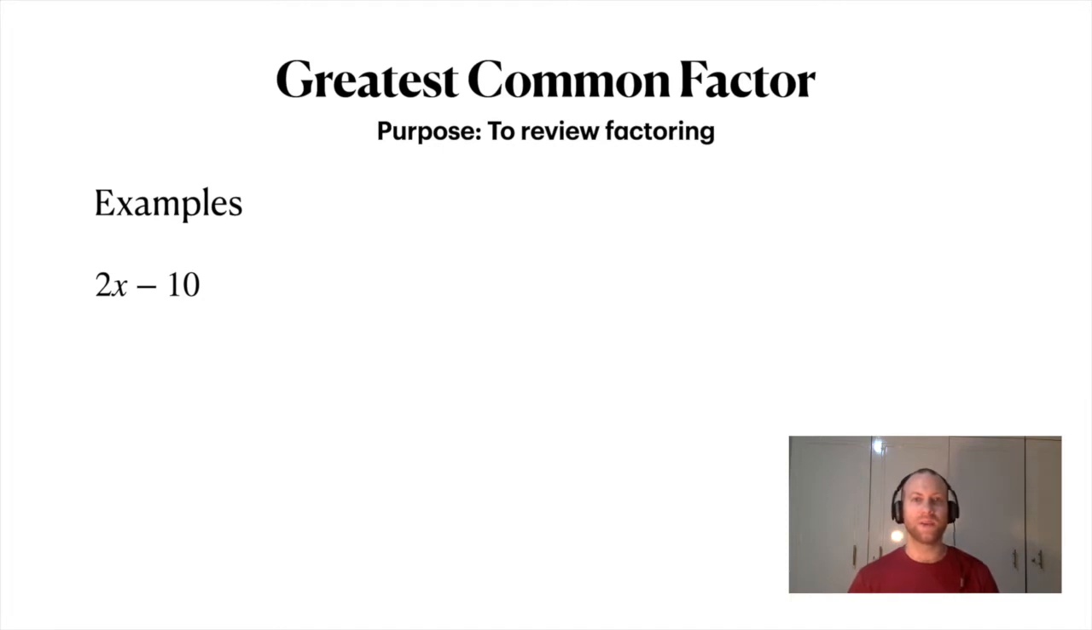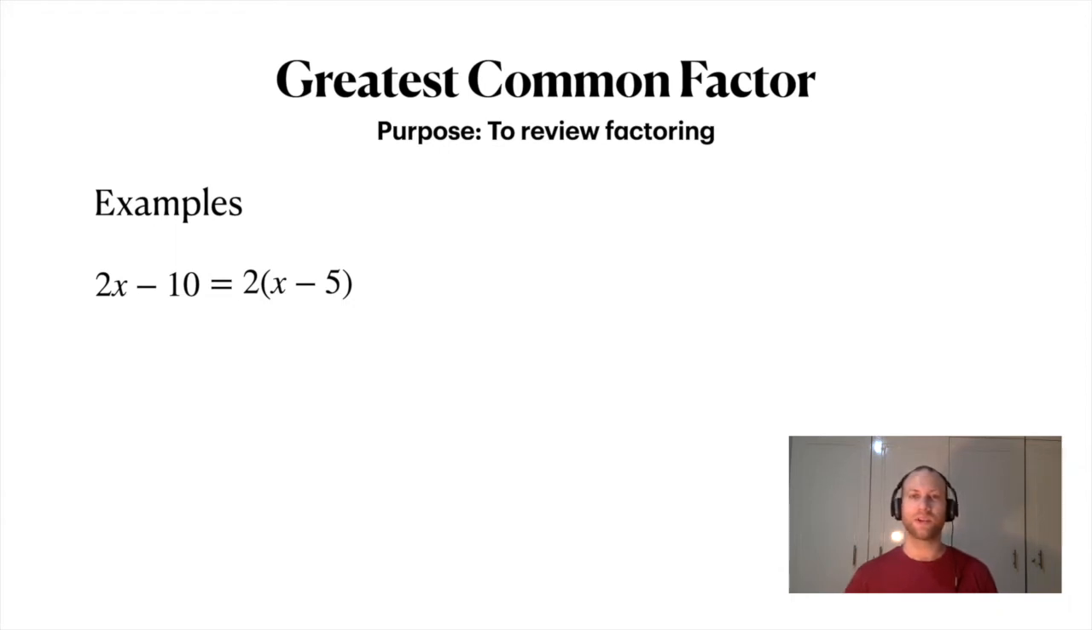So, for here, I've got 2x minus 10. So the greatest common factor that I can take out of this is 2. Because both terms don't have an x, I can just divide a 2 out of both of those. So factor out the 2, and what I'm left with in brackets is x minus 5.